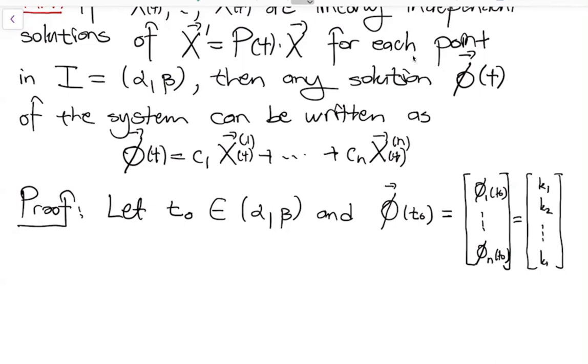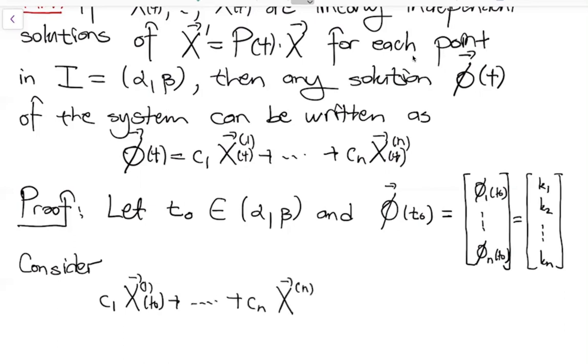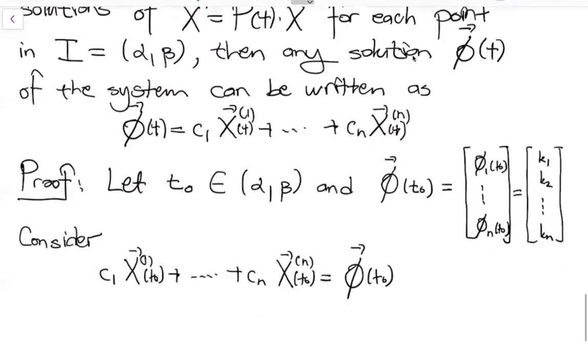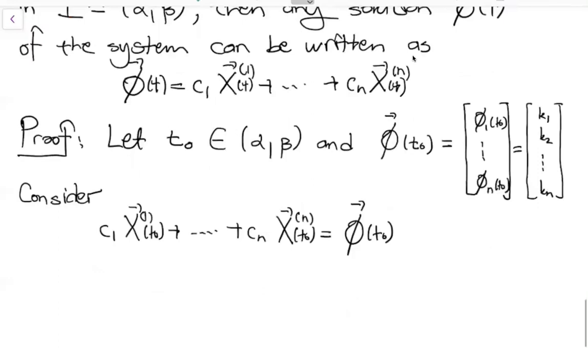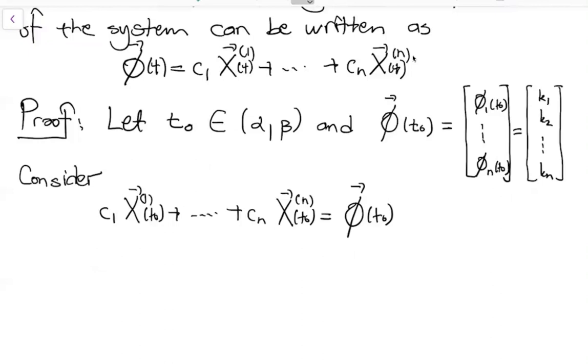Now let's consider the following system. C1 X1 at T0, up to Cn Xn at T0, equal to phi at T0. Now, for this T0, we know that all the vectors I wrote here, X1 T0 to Xn T0, are going to be linearly independent. So which means that we have the following system.